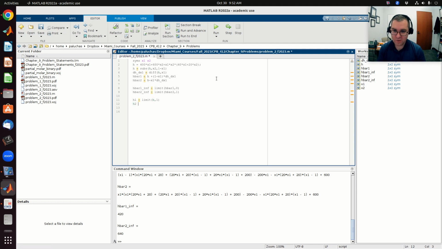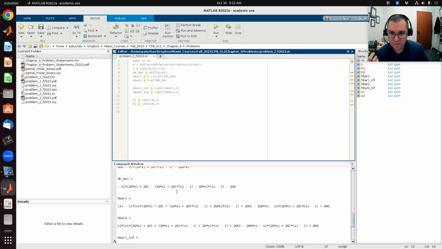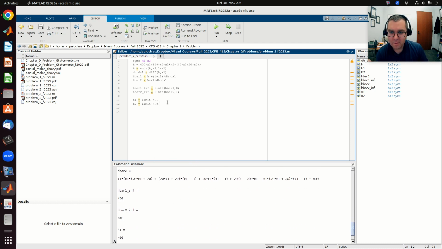Just like if I wanted h2, that's the limit of h as x1 goes to 0, because as x1 goes to 0, x2 goes to 1. Alright, so h1 is 400, h2 is 600, which matches perfectly with our initial discussion. So cool, right? I could do this all symbolically in Matlab.